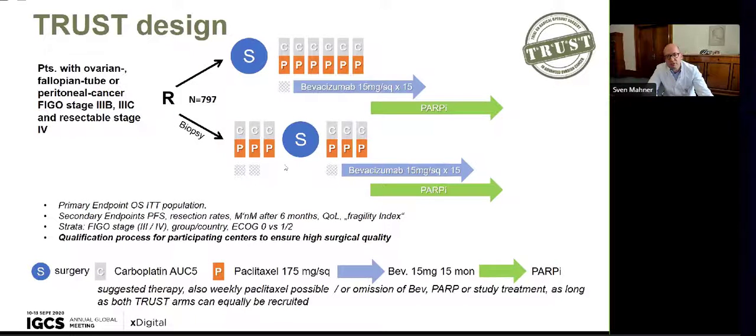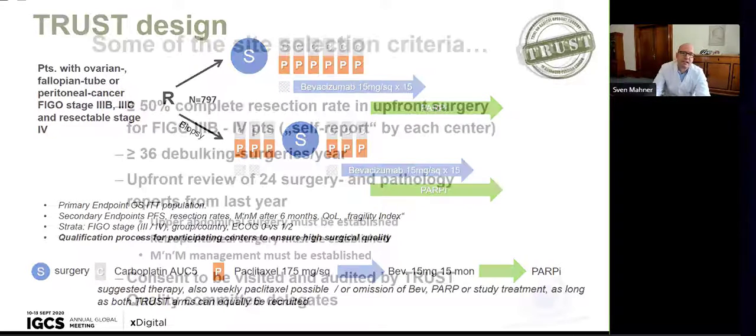And an important difference to the previous studies is that it was mandatory to first have a tissue biopsy on these patients. So cytologically proven ovarian cancer was not allowed, but we had to have a histology, and this is also an important aspect of the translational research projects that I'm going to come to later in this presentation. So that's the pretty straightforward design of the study.